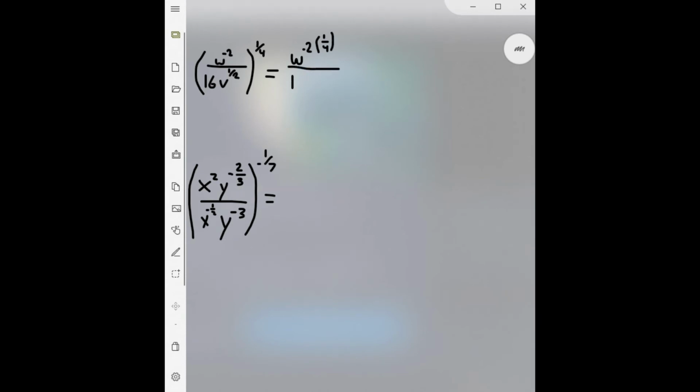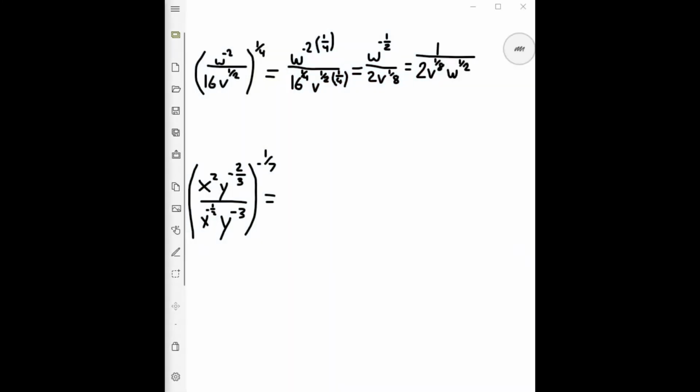So first multiply the outer exponent by the inner exponents and any numbers that are inside of the parentheses. Evaluate each variable individually. So we'll have negative 2 times 1 over 4 is going to be negative 1 over 2. 16 to the 1/4 power is 2. And 1 over 2 times 1 over 4 is 1 over 8. And then the variable with the negative exponent goes to the bottom, and we're left with 1 over 2v to the power of 1 over 8 times w to the power of 1 over 2.